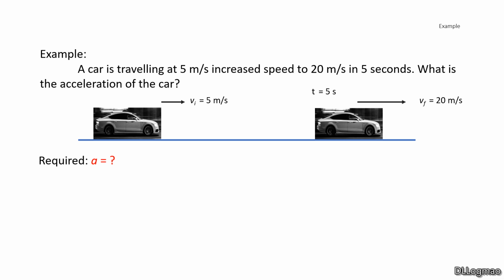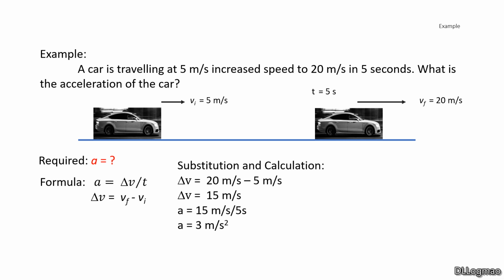The formula for acceleration is A equals delta V over T. The change in velocity, delta V, is the difference between the final and the initial velocity. Substitution and calculation. The change in velocity is 20 meters per second minus 5 meters per second. The change in velocity is 15 meters per second. This change happened in 5 seconds. Thus, the acceleration is 3 meters per second squared. The final answer is 3 meters per second squared.